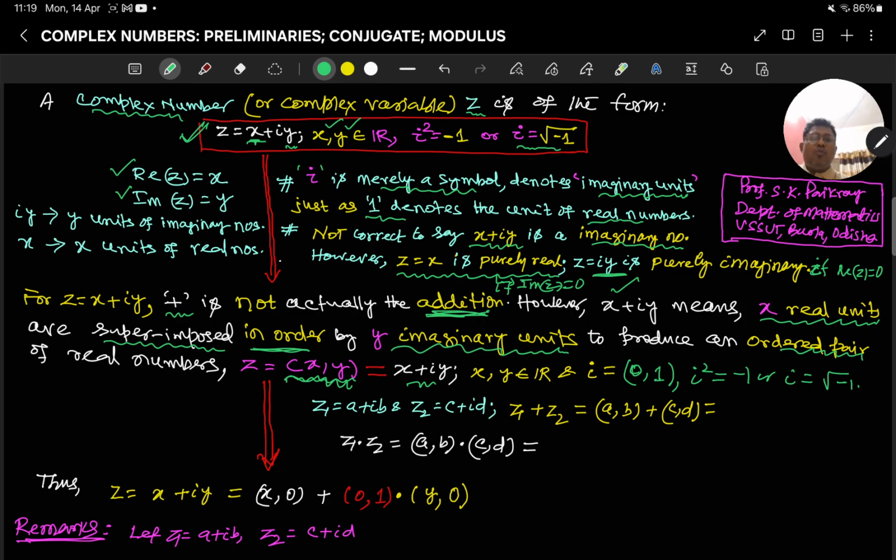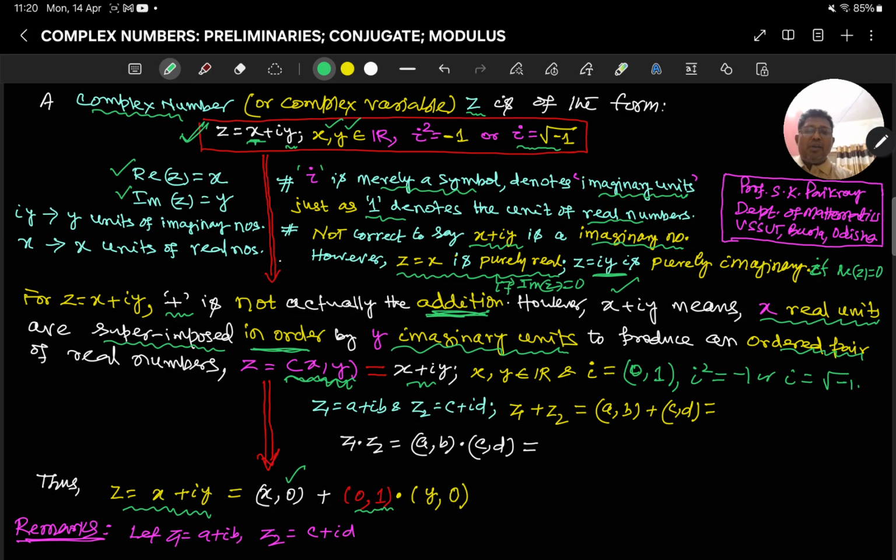So with this in view, the complex number can be viewed as a point in the plane, whereas the real number can be viewed as a point on the real line. Now in the sense of this ordered pair, we write z is equal to x plus iy, where x is a real number, so it is a point on the real line, x, 0, and i is the point 0, 1, and y is also a real number, so y, 0.